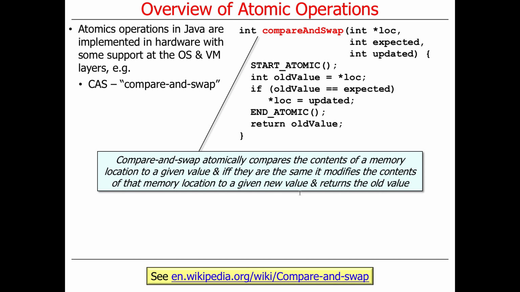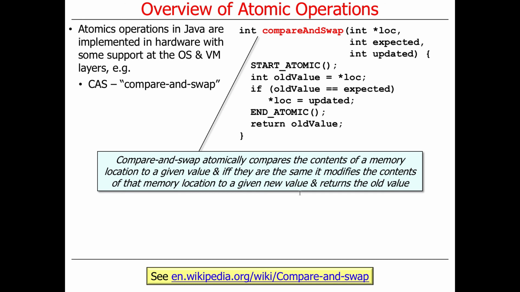So what is compare and swap? I gave you a definition before, but I'm going to really dig into it now and show you step by step exactly how it works. Compare and swap is an atomic operation built into the hardware that atomically compares the contents of a memory location to a given value, which is what you expect it to be. So you say, is the memory location this thing? And if and only if they are the same, then it atomically modifies the contents of that location to a new value and returns the old value.